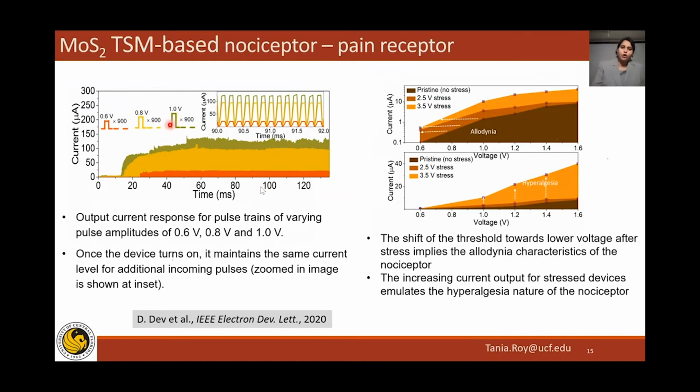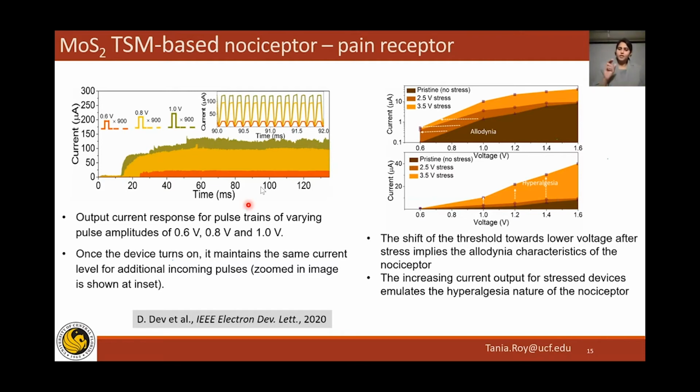And if we apply the same voltage pulse but a train of that, then what happens? It requires a certain amount of time for the device to turn on, and when it has turned on, it maintains the same current level. As we increase the pulse amplitude, the time required for the device to turn on, that threshold, moves towards lower and lower values, and the output current increases, but it remains steady at that constant value. So these are the characteristics of the nociceptor.